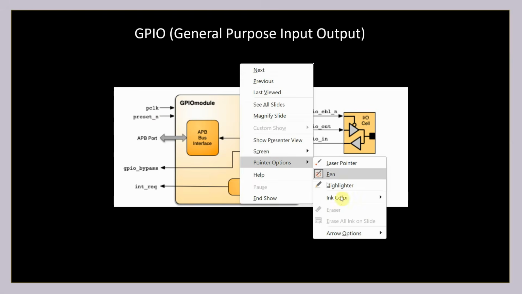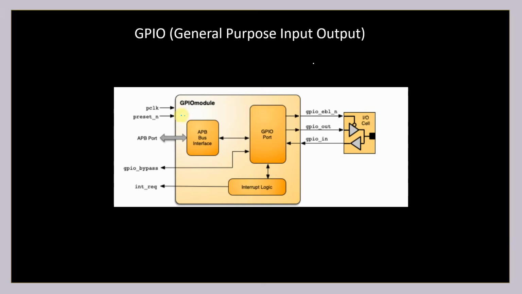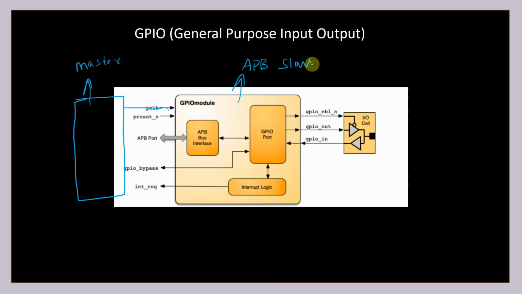Let me show you with some more color. Here your RTL code, or whatever processor according to your architecture, will be present, and this will be treated as your master. From the master, via the bridge or some particular architecture, you're going to get your APB signals. This GPIO module will be the APB slave, responding to the transactions which your processor or the master is going to send. Now we are going to get PCLK, PRESET, and this is my APB port, where all the APB related signals will be given to this APB bus interface.